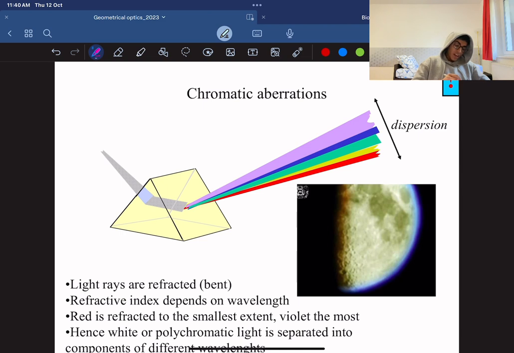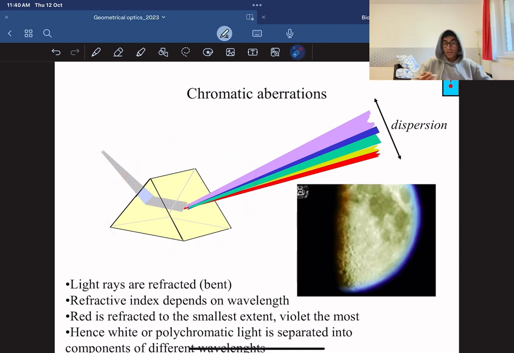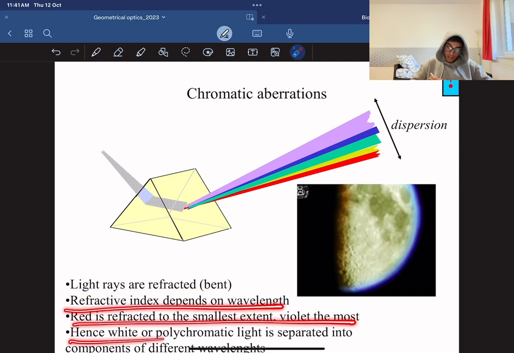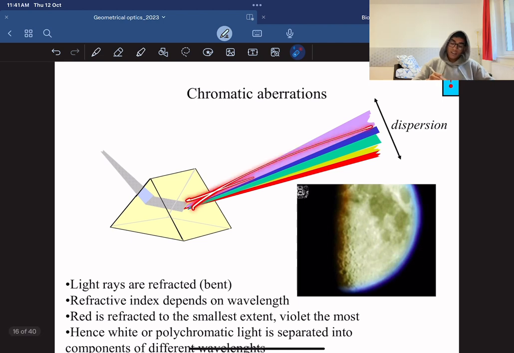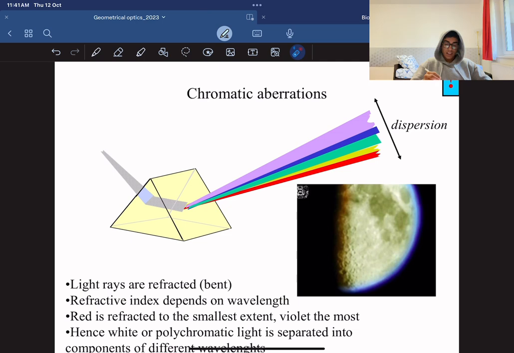Now, usually, when you pass light through a prism, we expect it to happen. But what we don't expect is it happening when we use a lens. So you have to look into that, so that it doesn't happen. Light is refracted, bent. Refractive index depends on the wavelength. Red is refracted to the smallest extent. So all of these are refracted to different extents. And red is refracted the least. And then you were just like, oh my god, I'm high.